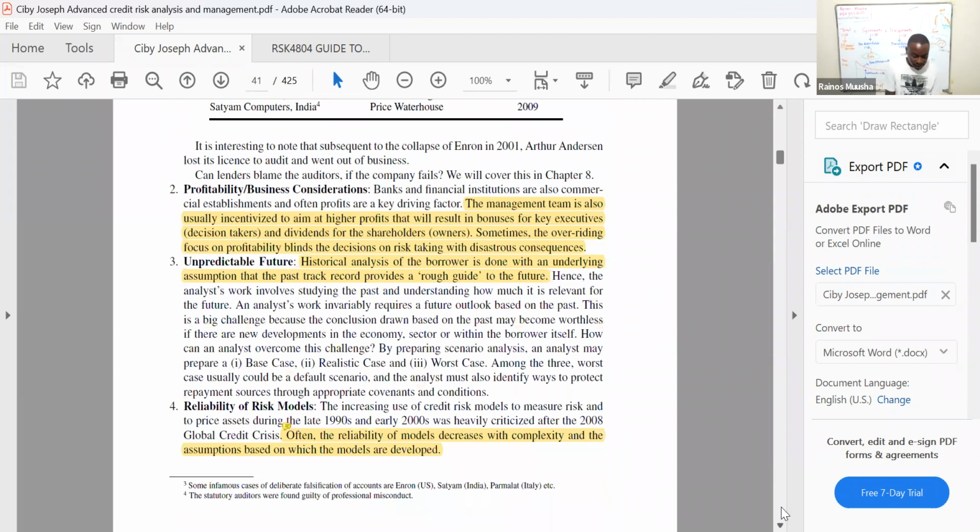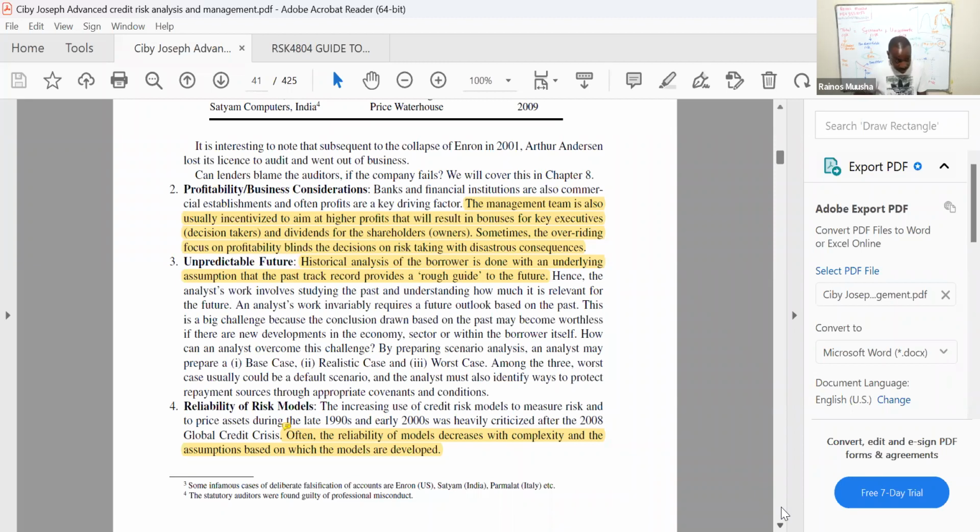The second one is profitability of business considerations. And I will read from the beginning of the paragraph. They say, banks and financial institutions are also commercial establishments, and often profits are a key driving factor. So the management team is also usually incentivized to aim at higher profits that will result in bonuses for key executives and dividends for the shareholders. So sometimes the overriding focus on profitability blinds the decision on risk-taking with disastrous consequences.